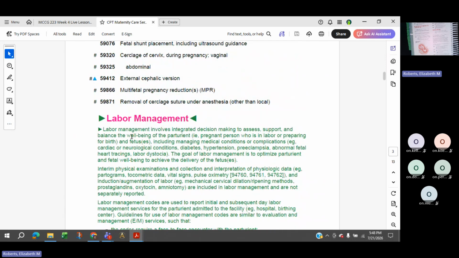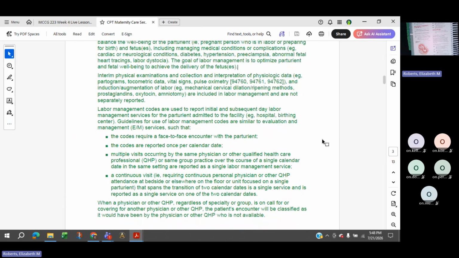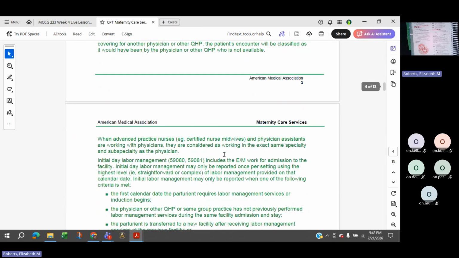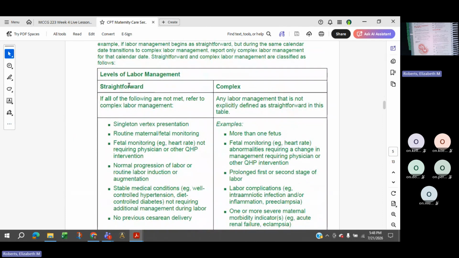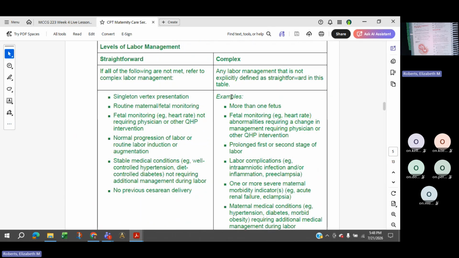So all of these codes are brand new. These are codes specifically designed to identify that integrated decision-making to assess, support, and balance the well-being of the parturient, i.e. the pregnant person who's in labor, the fetus, managing medical conditions, complications, right? So all of this labor management, there didn't used to be a way to report any of this. I'm going to scroll down. Yeah, labor management is divided into straightforward versus complex. Essentially, any patient who has multiples, more than one fetus, automatically turns into a complex.